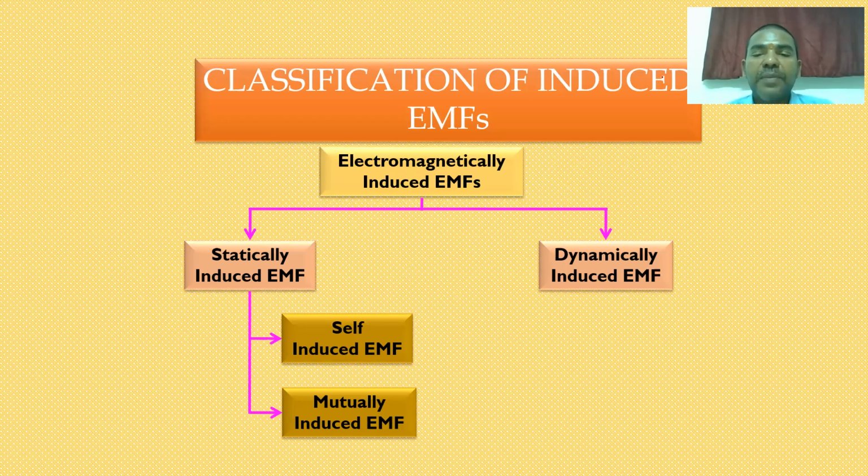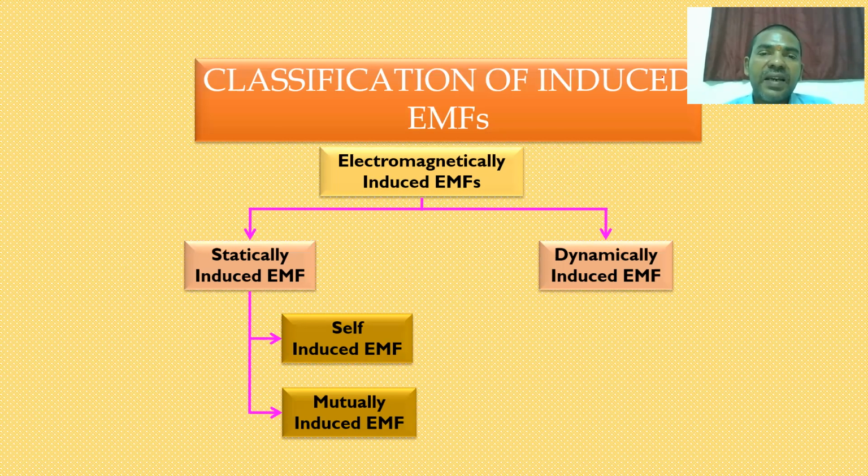Then coming to the dynamically induced EMF. The name itself says dynamically; it never is constant. It changes with respect to time. Whenever a conductor is uniformly rotated in a magnetic field, the magnetic field moves from north pole to south pole and south pole to north pole.